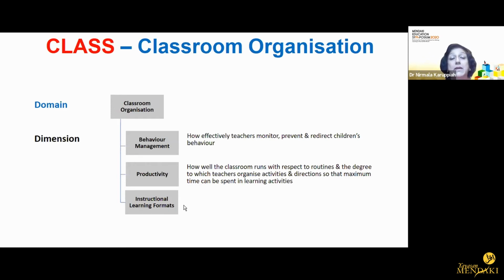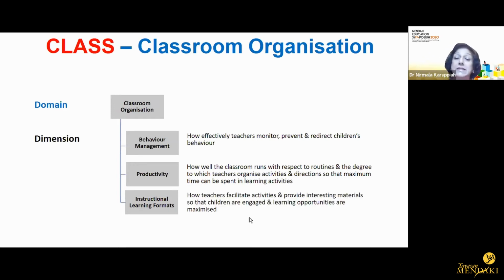In instructional learning formats, we are looking at how teachers facilitate activities and provide interesting materials so that children are engaged and learning opportunities are maximized. So a teacher could plan an activity or set up a learning center where children can go in and work independently and be engaged either individually or in a small group, and she has to facilitate that. And sometimes children may want to work independently, so that activity must be such that children can work on their own.